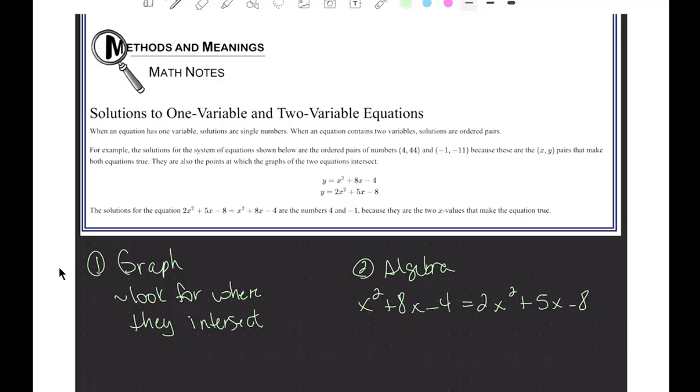If we're solving quadratics, we want to get everything on the same side. I always make it to where my a is positive, so I'm going to move everything over to the right. I'm going to subtract x squared, so 2x squared minus x squared is going to give me x squared. I'm going to subtract 8x, so I'm going to get negative 3x. I'm going to add 4, so I'm going to get negative 4. And that guy still equals 0.